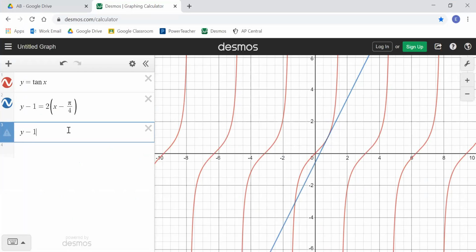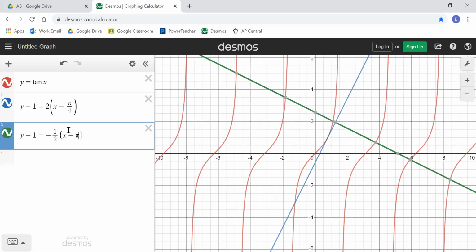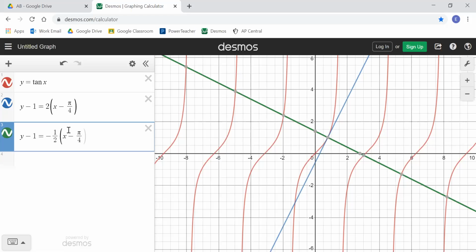And if we put in the other one, since the slope is the opposite reciprocal, it should be perpendicular to it. And there it is. Cutting right through all of those different ones, right? But specifically at the point pi over 4, 1. Good or no? Good. All right.